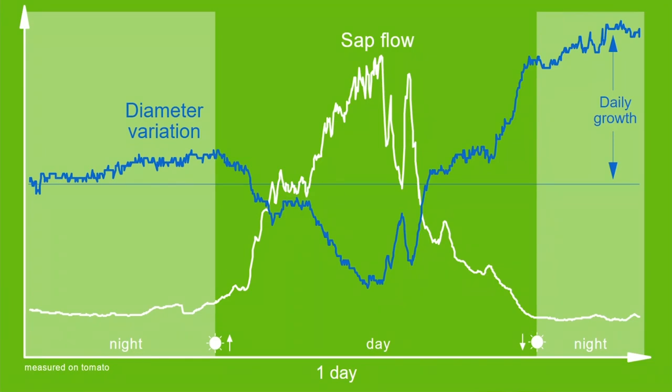So this is actually the basics of our two lines. What is important to see is that we want a certain mirror effect. The higher the sap flow, the deeper the diameter goes, so the harder the plant has to work to be able to keep up with the sap flow.